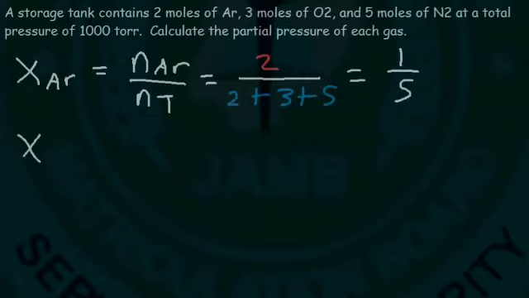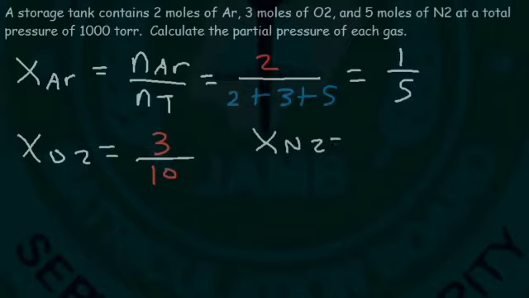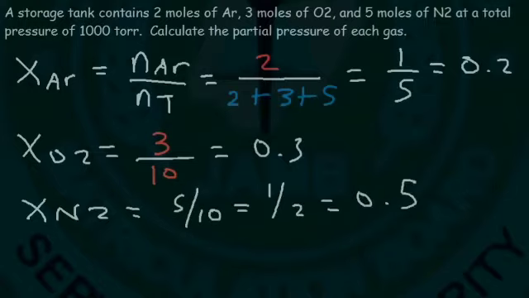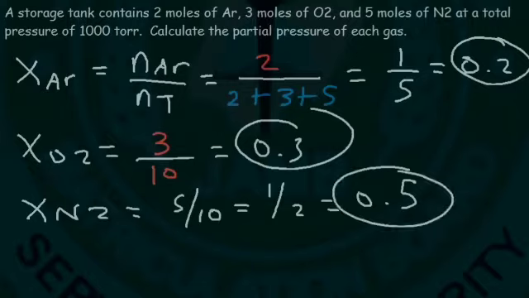Now what about the mole fraction of O2? There's 3 moles of oxygen out of a total of 10 moles in the container. So that's the mole fraction of O2. The mole fraction of N2 is, let me convert this into a decimal. So for argon, 1 over 5 is 0.2. For O2, 3 over 10 is 0.3. And for N2, it's going to be 5 over 10, which is 1/2, and that's 0.5. So that's the mole fraction of each gas. If you add these 3 numbers, the total mole fraction is equal to 1. 0.2 plus 0.3 plus 0.5 is 1.